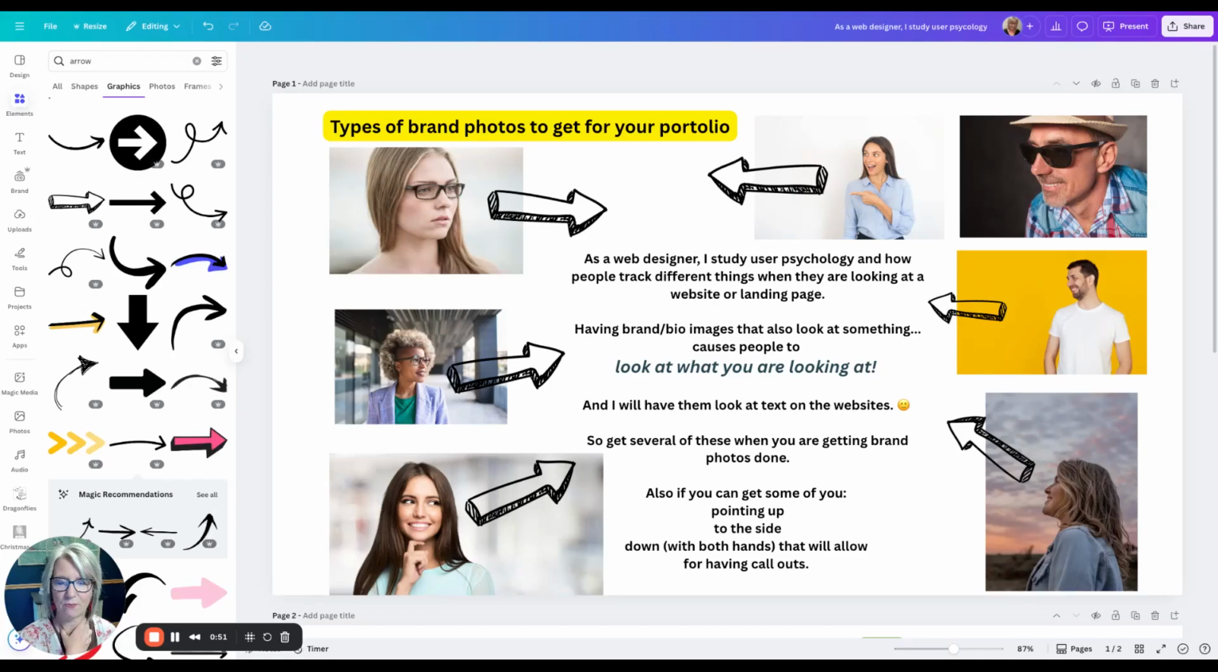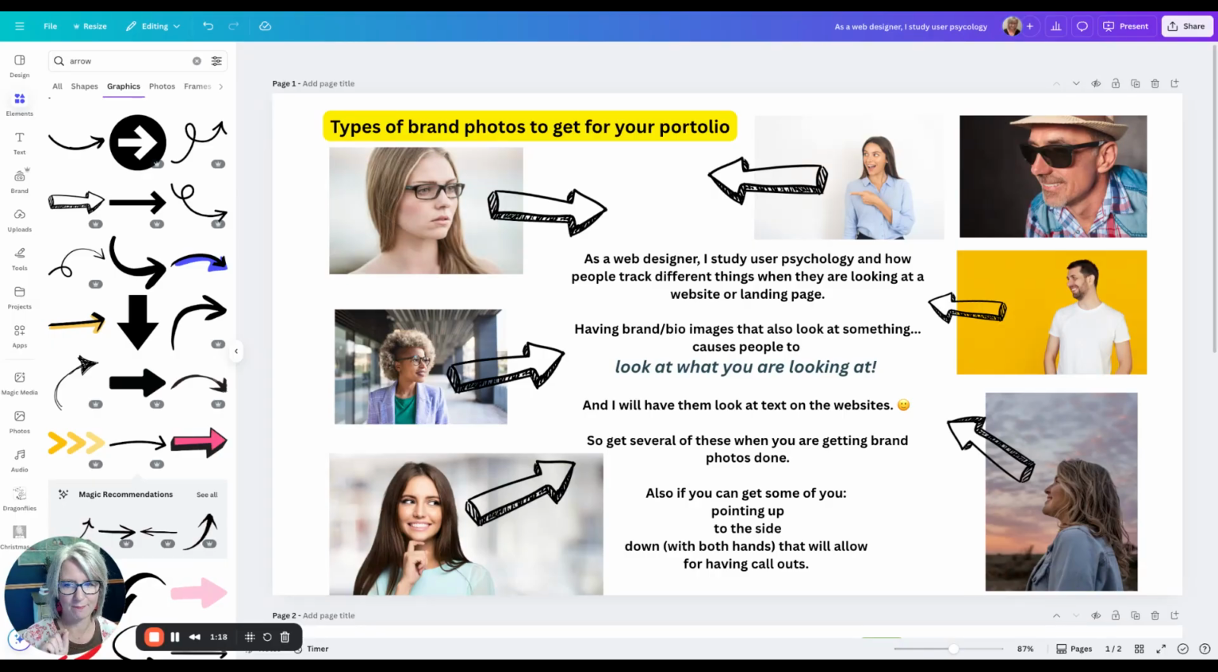One of the things that I wanted to talk about was getting brand photos, or taking your brand photos that you're going to use in your portfolio or on your website or in some kind of marketing or whatever. Try to get some that have your full body in there and that are doing some specific things.